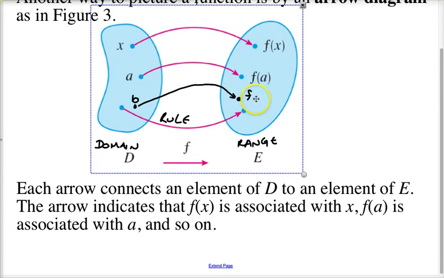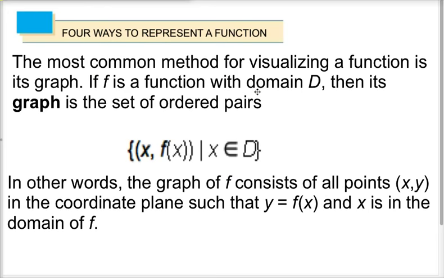and that would be f of b, as long as b was located within the domain. The most common way in which we visualize the function, though, is with its graph. If f is a function with domain D, then its graph is the set of all ordered pairs. An ordered pair would just be x comma f of x. This is just a fancy way of denoting that ordered pair.